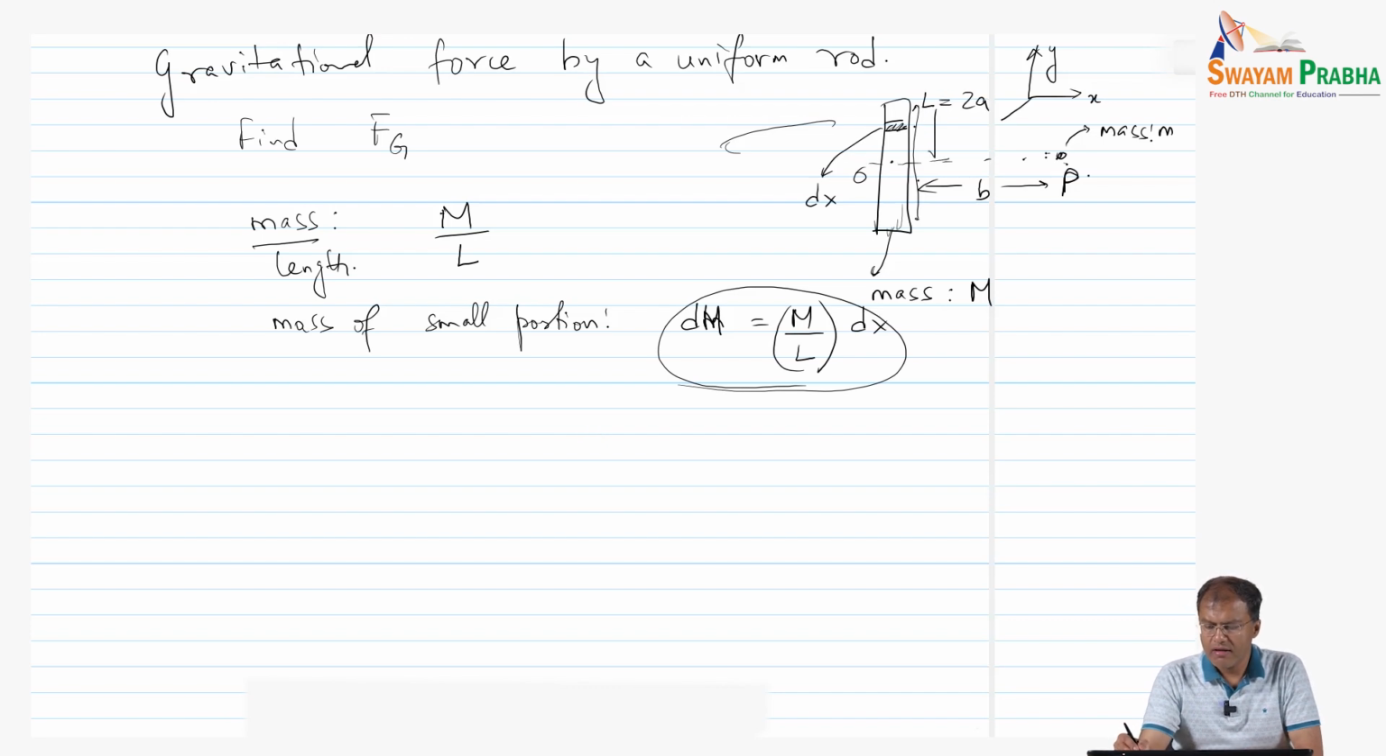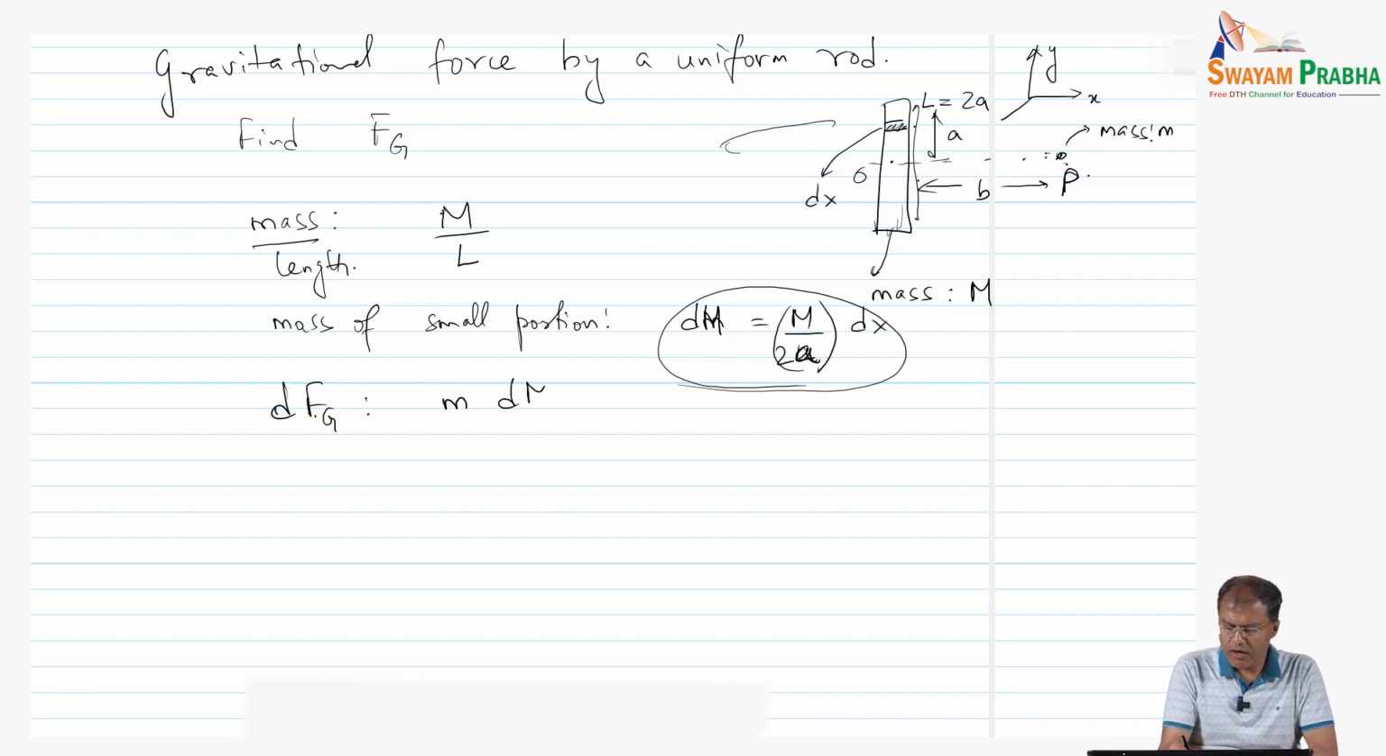So where a is half the length of the rod, the mass per unit length is M over 2a, so dm is M over 2a times dx, right? And then we see that the net gravitational force acting on this mass distribution is going to be small m times capital dM times g divided by r squared, cos theta.